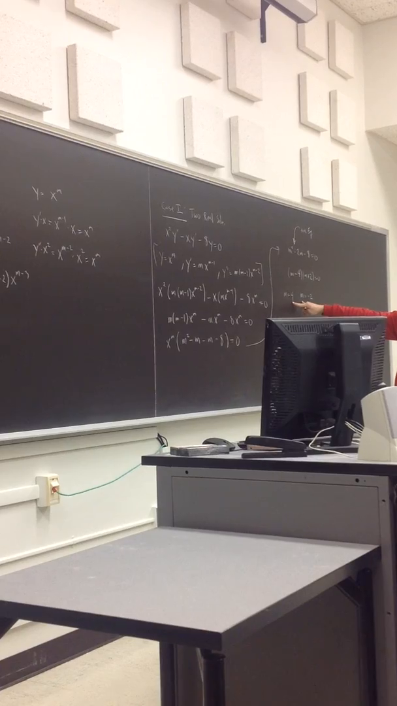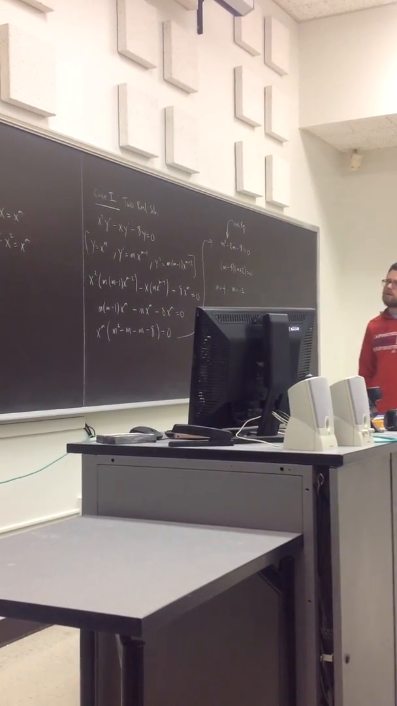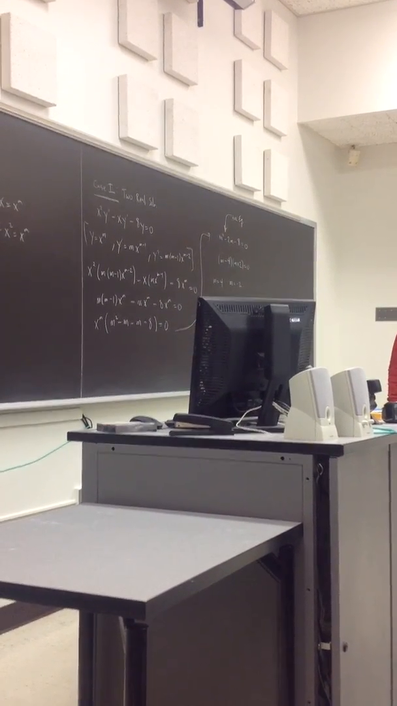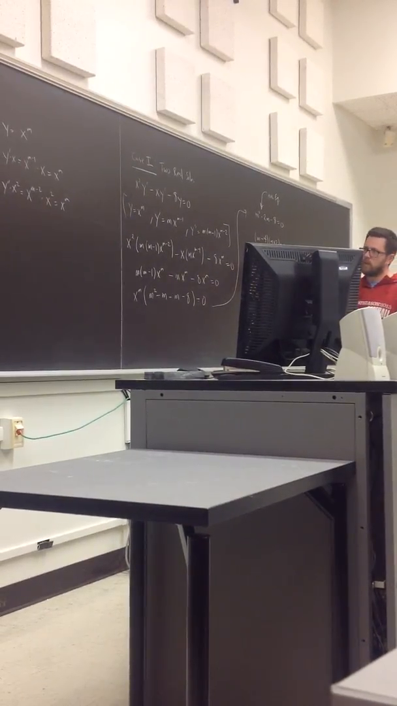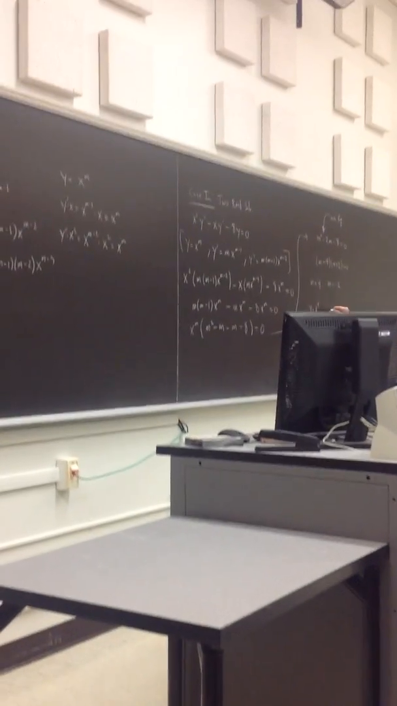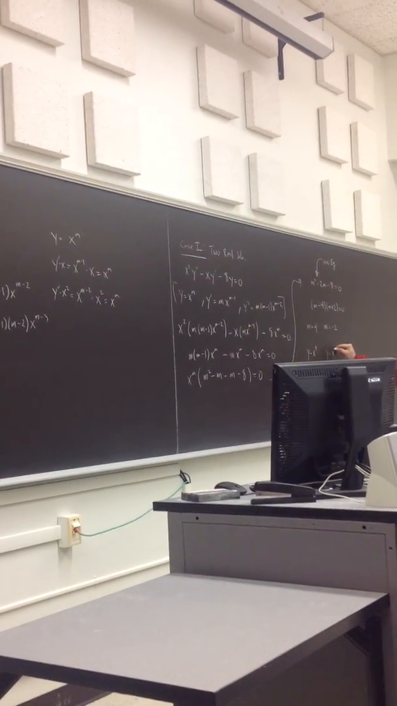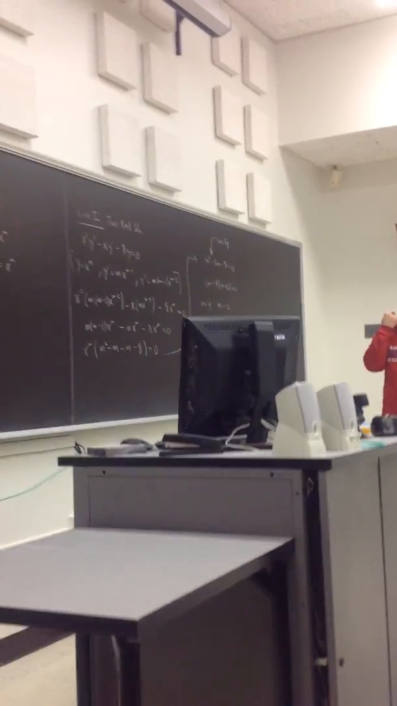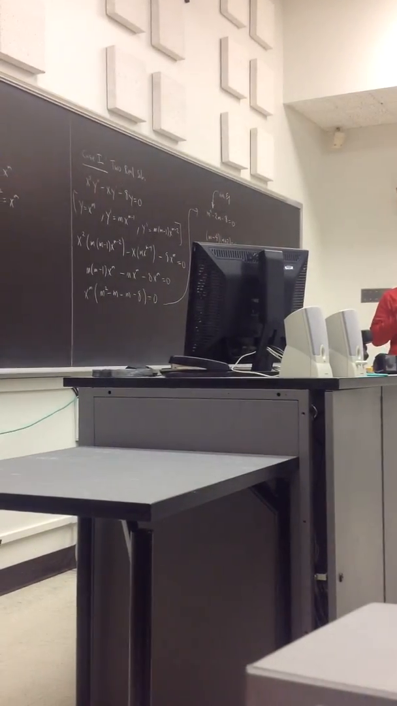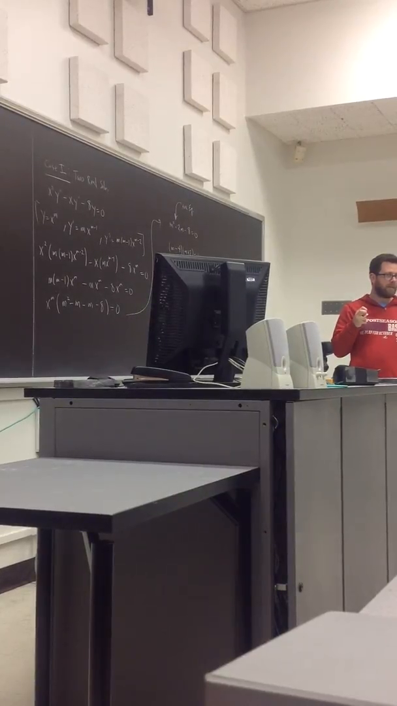What does that mean for solutions to the differential equation? m equals 4 means what? y equals x to the fourth is a solution. Same thing here: m equals -2, so y equals x to the -2 is also a solution. What are we looking for? Not just two solutions, but two linearly independent solutions. These solutions have to be different enough from each other.